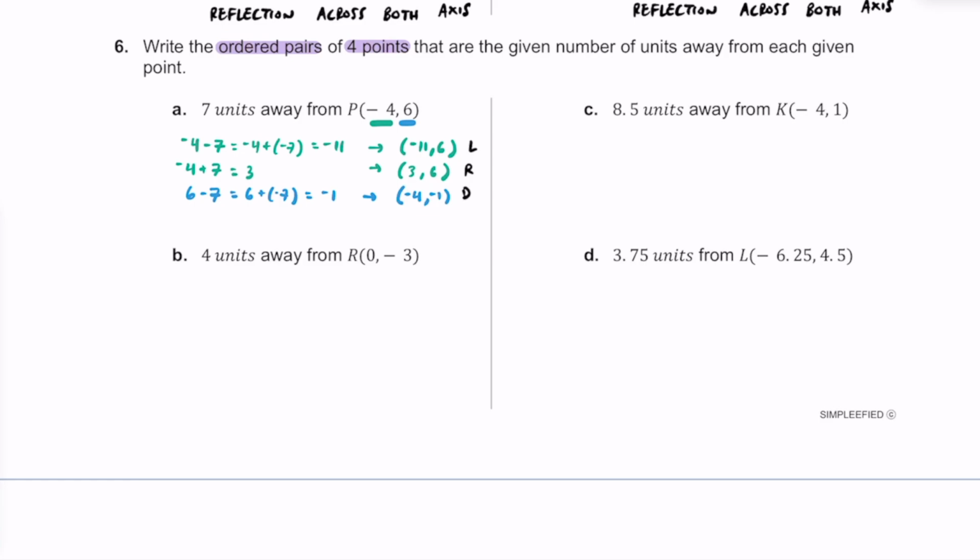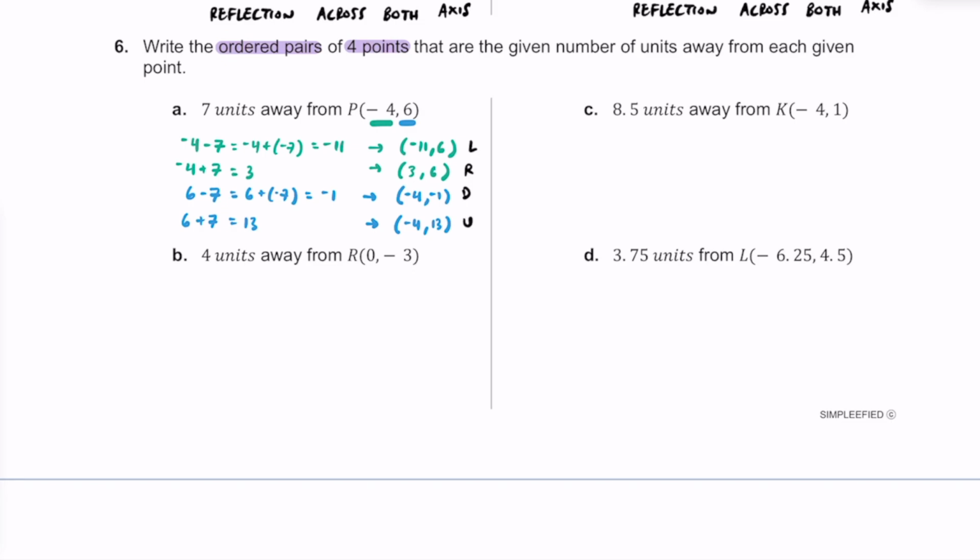Okay, and then finally, what if we were at this 6 but we went up 7 instead? 6 plus 7, that's going to equal 13. So what are the coordinates here going to be? Well, it's going to have the same x coordinate because we're not moving left and right, we're just moving up and down. But the new y coordinate is going to be positive 13, and that's if we moved up 7 units instead.